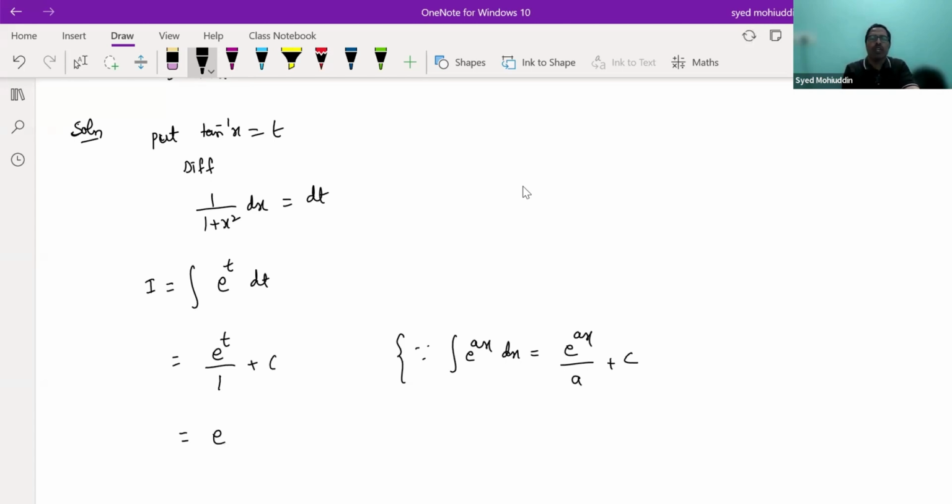But what value of t have we taken? We have taken t as tan inverse of x, plus the constant c. So that will be the required solution: I equals e power of tan inverse of x plus c.